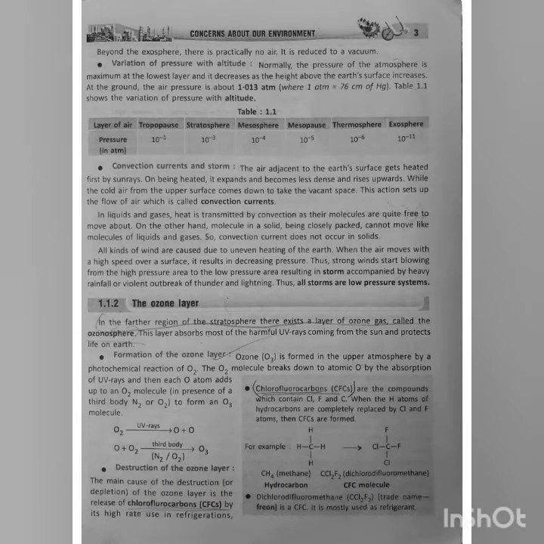Next we have destruction of the ozone layer. The main cause of the destruction of the ozone layer is the release of chlorofluorocarbons. You already know their high rate of use in refrigerations, air conditioning and aerosol sprays, and also nitric oxide and nitrogen dioxide. The thickness of ozone layer is thus reduced. The thinning looks like a hole called the ozone hole. This was observed by the scientists in 1980s over Antarctica. See, a picture is shown in figure 1.2, ozone hole over Antarctica.